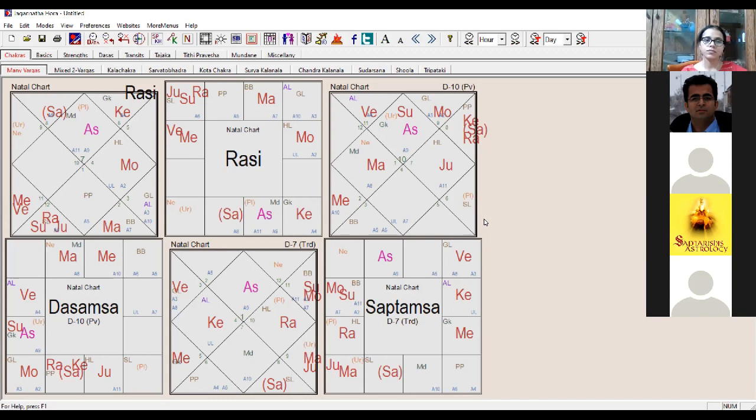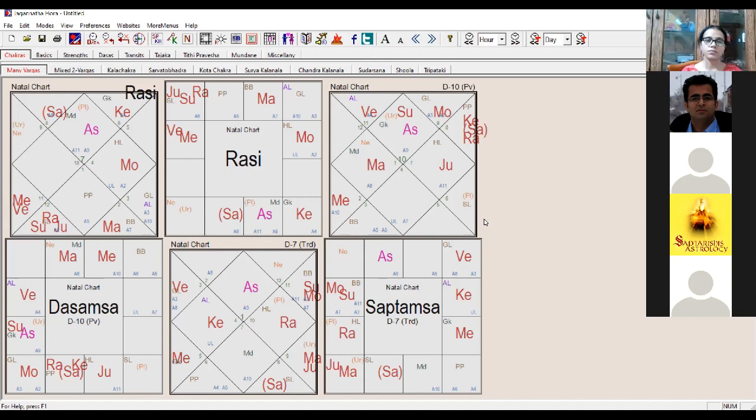Earlier I got disconnected. I wanted to ask when to use natural benefic and malefic, and when to use functional. In static, we use natural. Not static, I said for Karaka. Let's take this example only, the Moon.